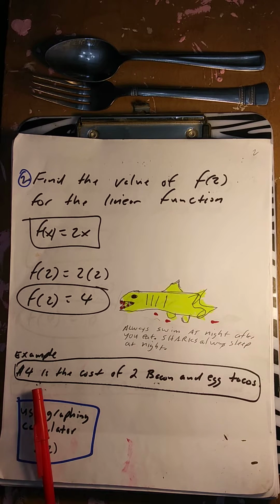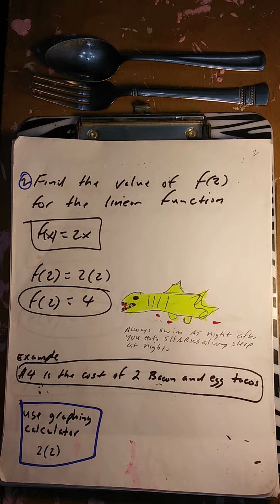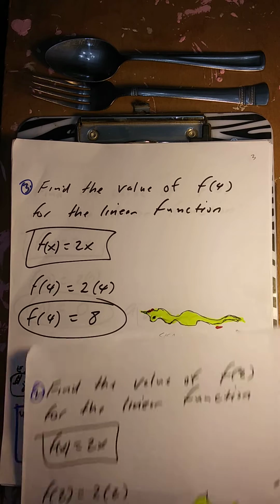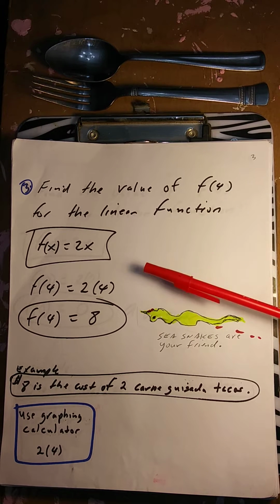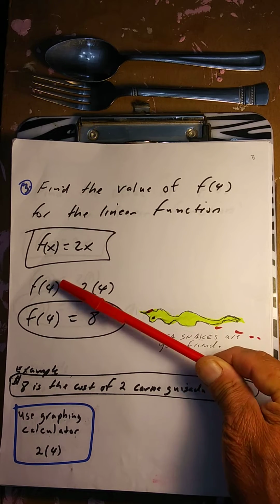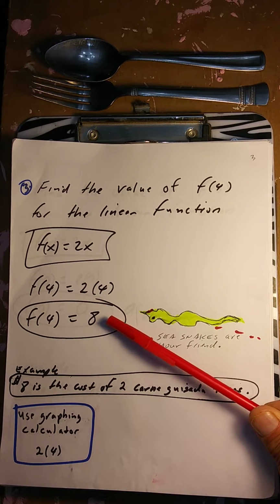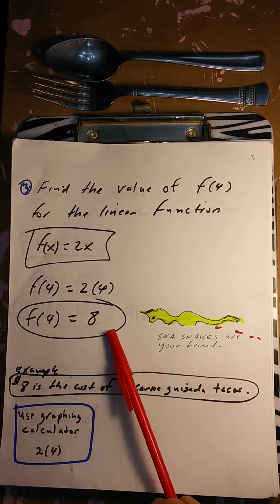And this is an example of what? $4 is the cost for 2 bacon and egg tacos. Next one. Find the value of f of 4 for the linear function f of x equals 2x. So f of 4 means 4 for the x. 2 times 4, again, you can use a calculator if you want to. That's going to be 8. So f of 4 is 8 for the function.